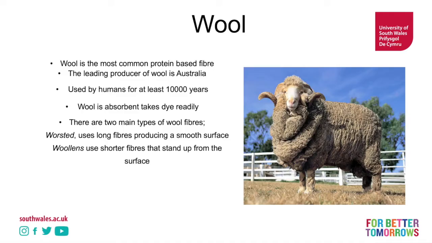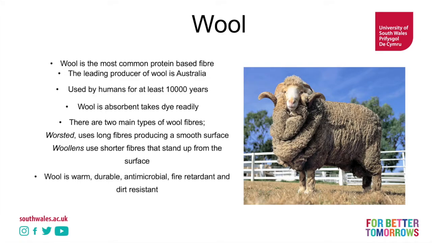First of all, we have our worsted wool, which are long fibres, producing a smooth surface, and then we have woolen fibres, which stand out from the surface and produce a kind of hairier type of fibre. Now, if you think about that, it's very similar to the hair on our bodies. We have longer hair fibres and we have shorter hair fibres. Think of the difference between, say, the hair on your head and the hair on your arm.